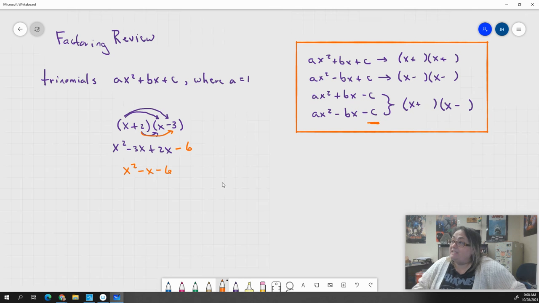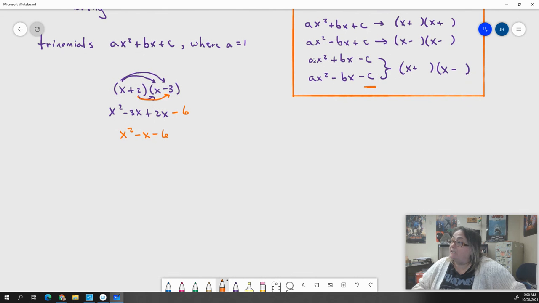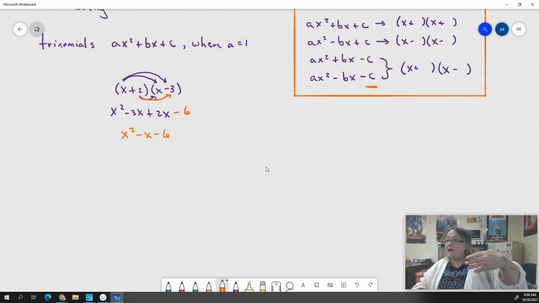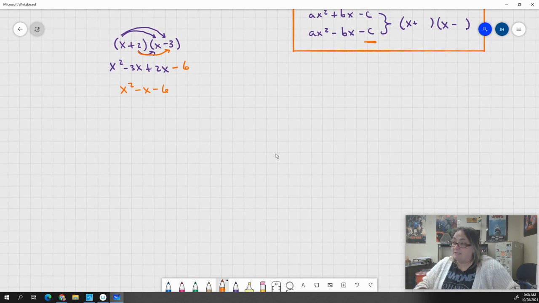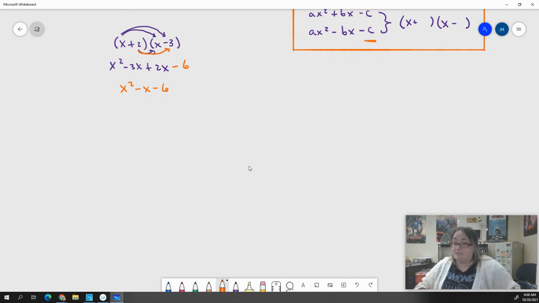So we did some factoring where a was equal to 1. There was nothing in front of the x squared. Now we are going to do it when we have something other than 1 in front of that x squared. So we're going to do some sample problems, because I think that's the best way to learn, is to just watch problems getting solved.